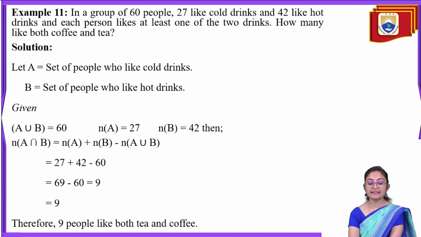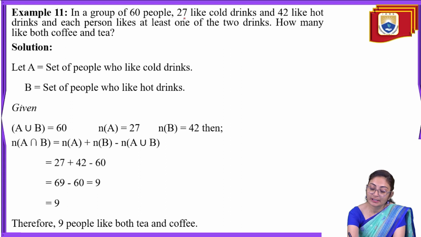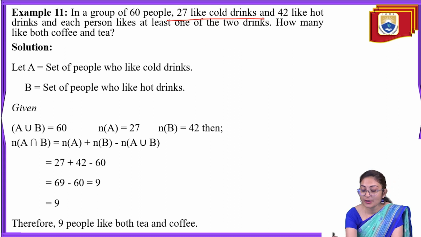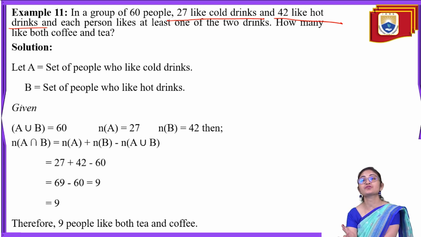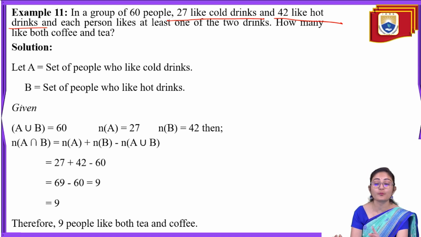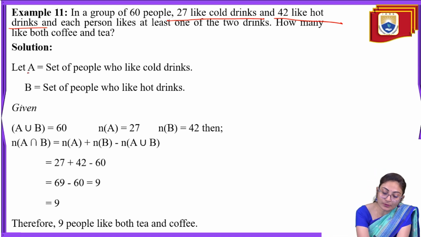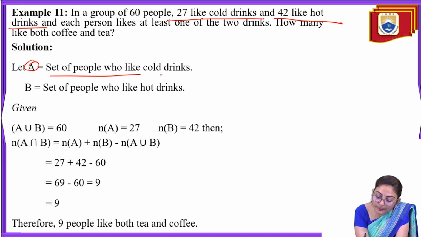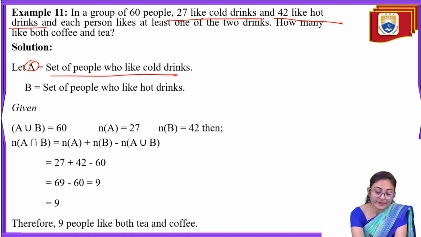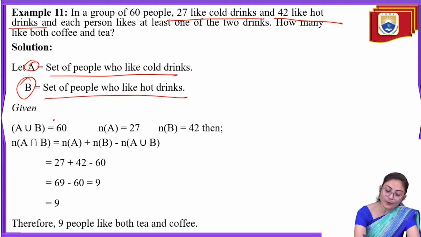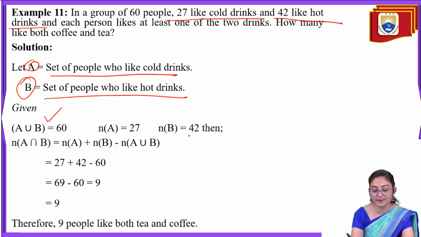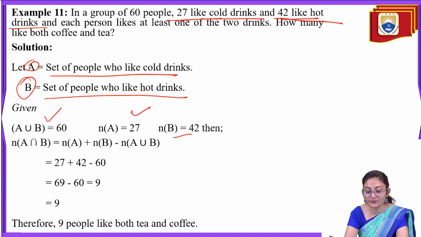Now, next question is that in a group of 60 people, 27 like cold drinks, 42 like hot drinks, and each person likes at least one of the two drinks. Now, how many like both coffee and tea? Now, let's say A be the set of the people who like cold drinks and B be the set who like hot drinks. Now, n of A union B, that is 60. n of A, that is 27. n of B, that is 42.